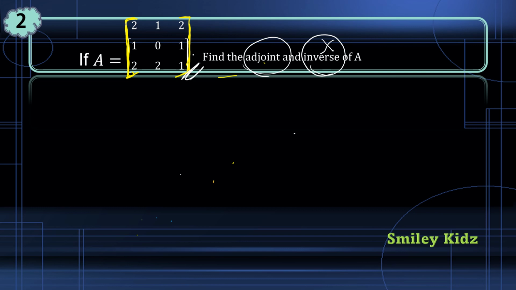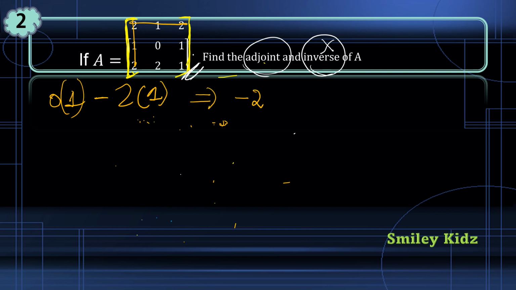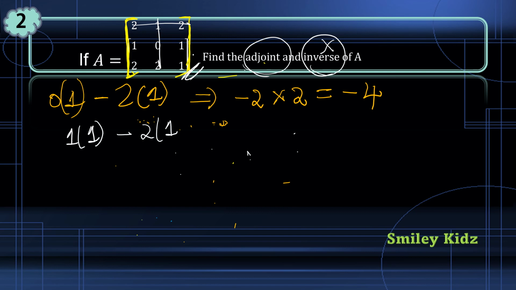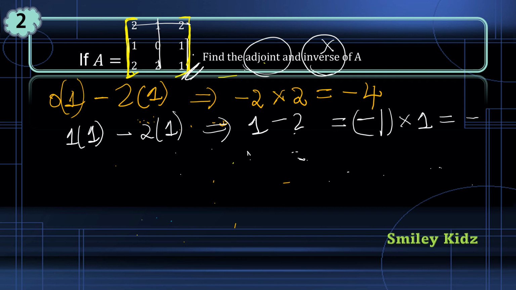Now, first cut down the rows and columns 2 belongs to. Here you have 0 into 1 minus 2 into 1. Now that is simply going to be equal to 0 minus 2, that is minus 2. This minus 2 further should be multiplied with 2, that will give you minus 4. Then cut down all the rows and columns 1 belongs to. Here you have 1 into 1 minus 2 into 1. This is 1 minus 2, that is minus 1. Fine. This minus 1 should be multiplied with 1, that will give you minus 1 again.